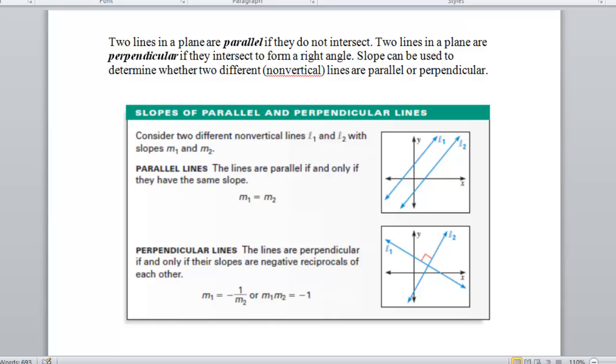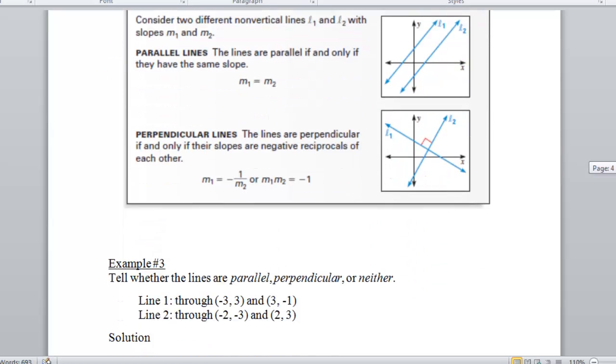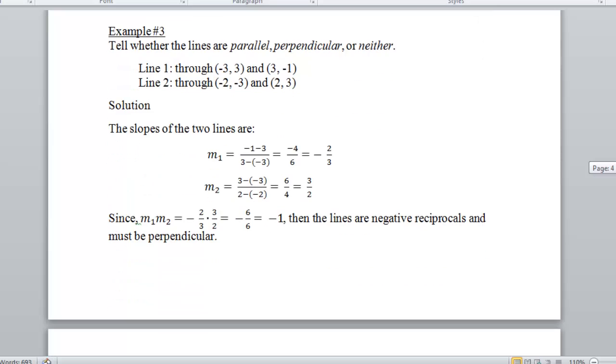And so we'll have some problems asking you whether different lines are parallel, perpendicular, or neither, and you can see in example 3, this is a perfect example of it. We give you two lines passing through a couple points for each line. So your first task is to find the slope of each line and then make a comparison of those slopes. We can see that the slope of the first line is negative 2/3, and the slope of the second line is 3/2. If we make a comparison of these, they are actually negative reciprocals of each other.